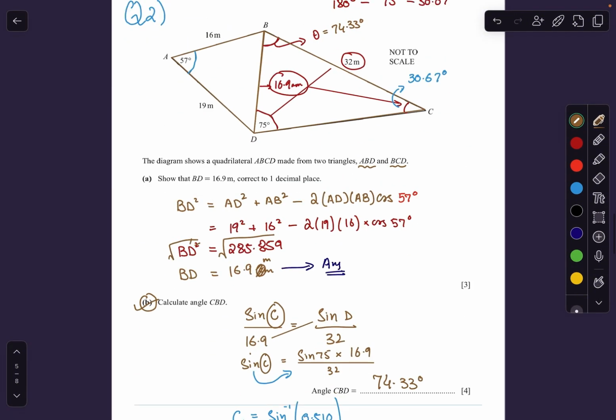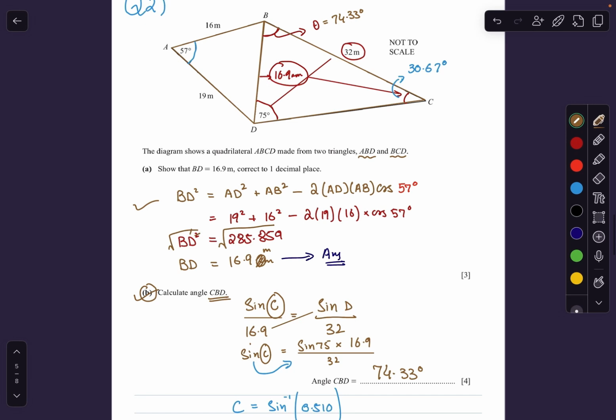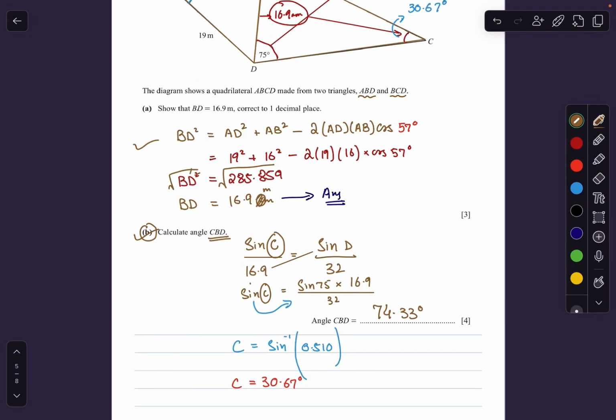So in that question, in the first part, we simply applied the cosine rule and found the side, which is 16.9 meters. And then we calculated the angle C by using the sine law. Then we used the interior angles of a triangle, which total 180: subtract the two other angles, and we get angle B, CBD. That's the solution for question number 2.